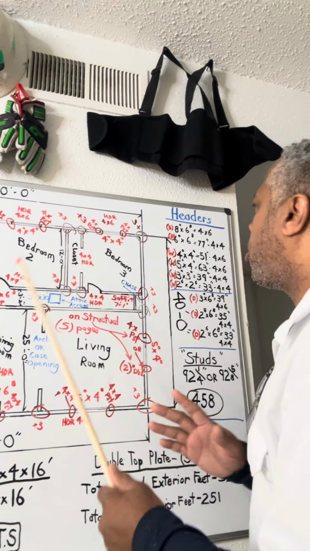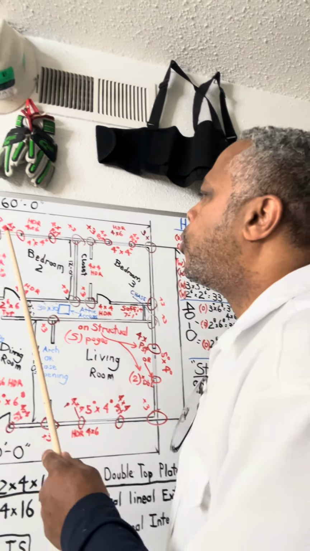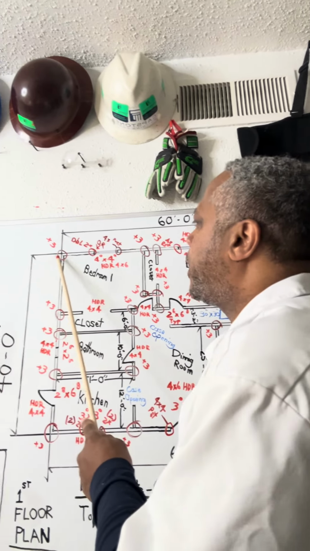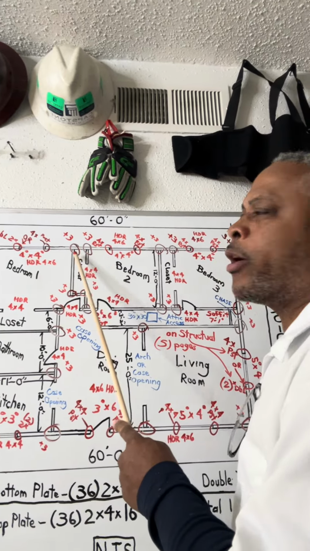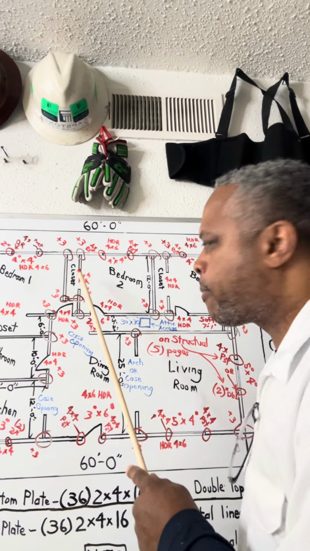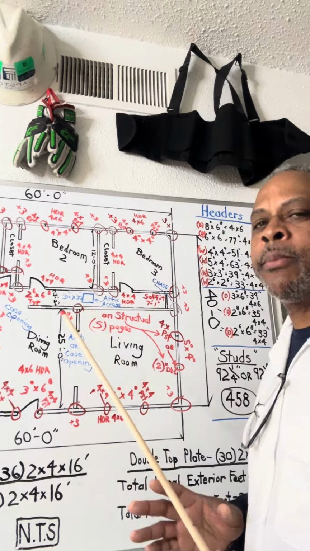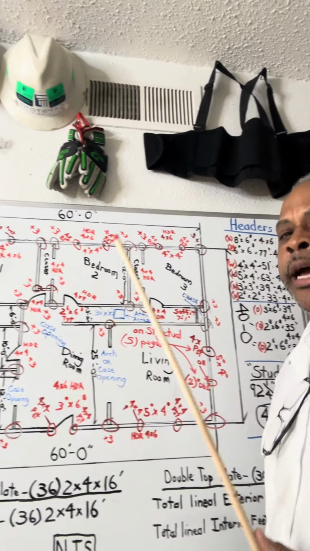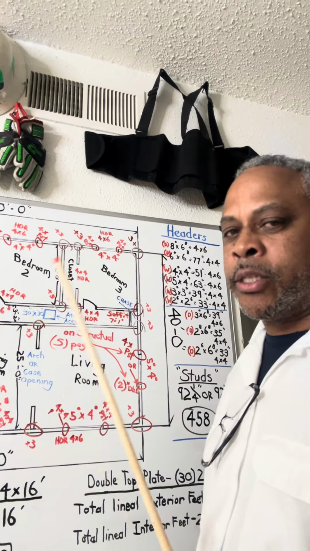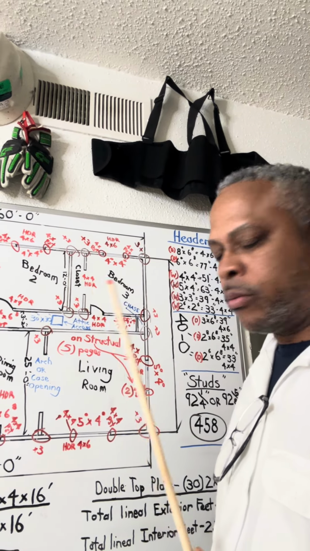So as we get into our header system, where do you see the +3 here from my corners? The +3 here. These are channel locations, 3 studs. So what we're going to do when we're estimating this wall, you have a length of 60 inches. Now, let me tell you something. Stud spacing is 16 inches on center.